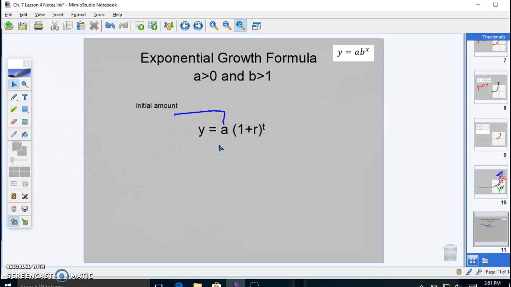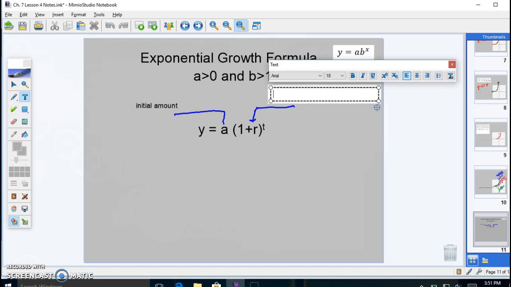Now the next part is this r value. The r value is the growth rate. So r value, growth rate. I would strongly suggest adding this diagram into your notes as well. So r is the growth rate.